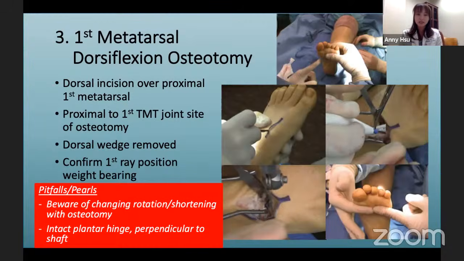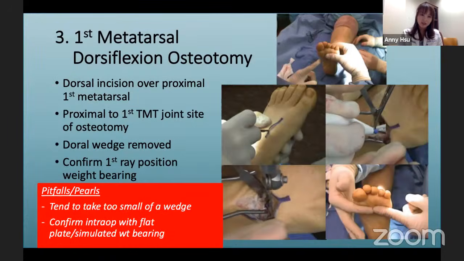I typically do my first cut at 90 degrees, almost all the way through, leaving a plantar hinge. And then I go about 3 or 4 millimeters distally to create a second cut that's aiming toward the first cut, so you can close it down like a book. You won't be changing the rotation too much because you have an intact plantar hinge to help you with the correction.